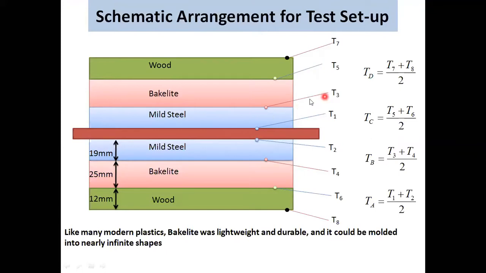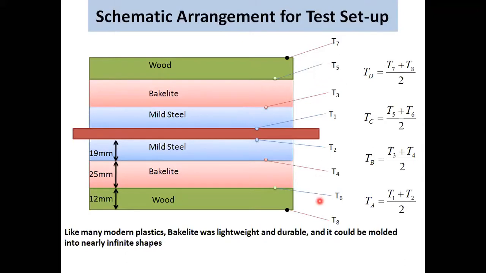Similarly, the T3 thermocouple is placed between mild steel and bakelite, and in the same way on the below side T4 measures between the mild steel and bakelite. If you average T3 and T4, (T3 plus T4) by 2, it will give you the TB temperature. TB is basically after mild steel, here also after mild steel. So these two temperatures, TA and TB, indicate before and after mild steel. That is the temperature gradient across the mild steel.